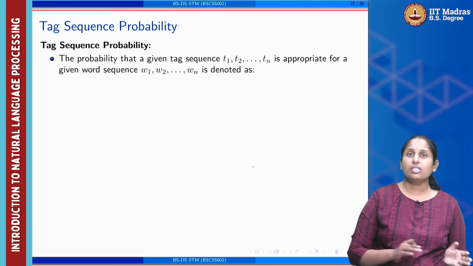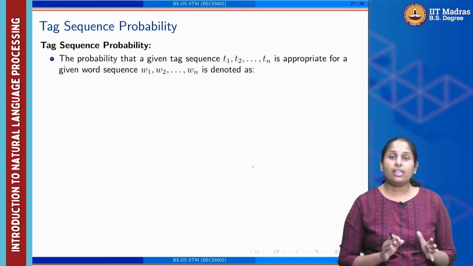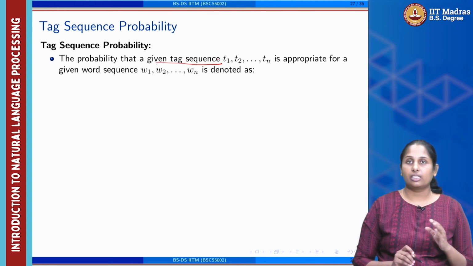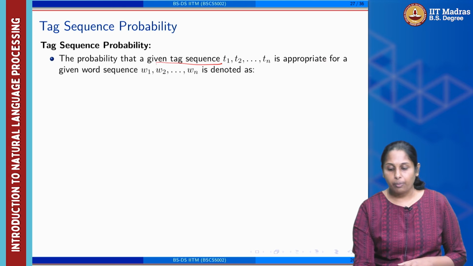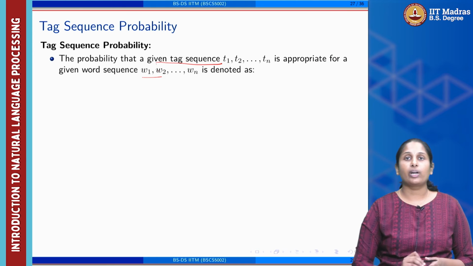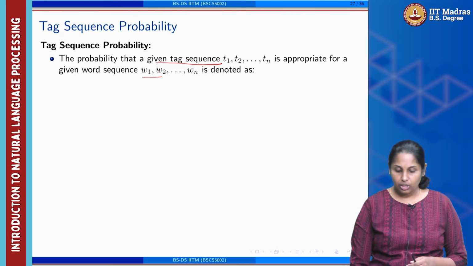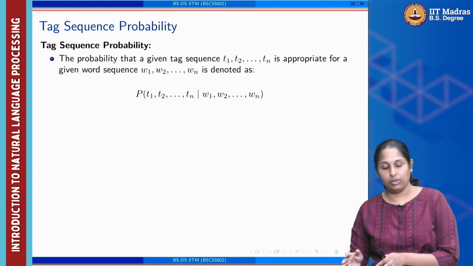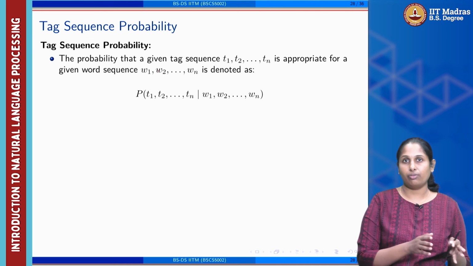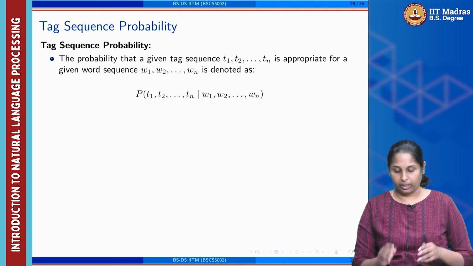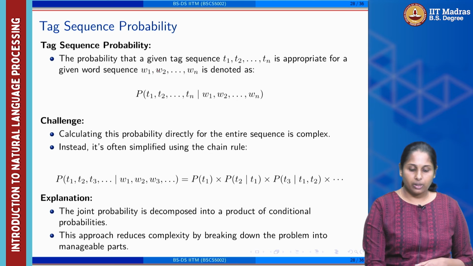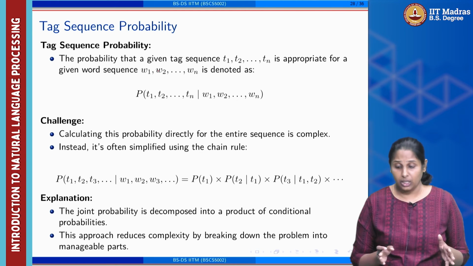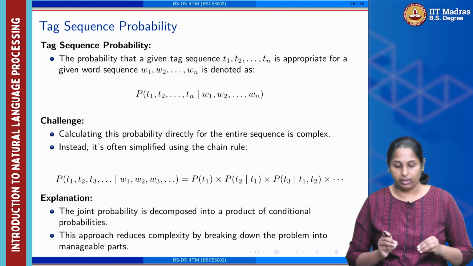Now, how does the sequence probability help us? Tag sequence probability is another important thing, where a tag sequence like T1, T2 to Tn is appropriate for a given word sequence, let's say W1, W2 to Wn. It is denoted as the probability of word sequence W1 to Wn given the tag sequence T1, T2 to Tn respectively. This calculation will help us in understanding how complex the sequence of tags is for the words in the sentence.